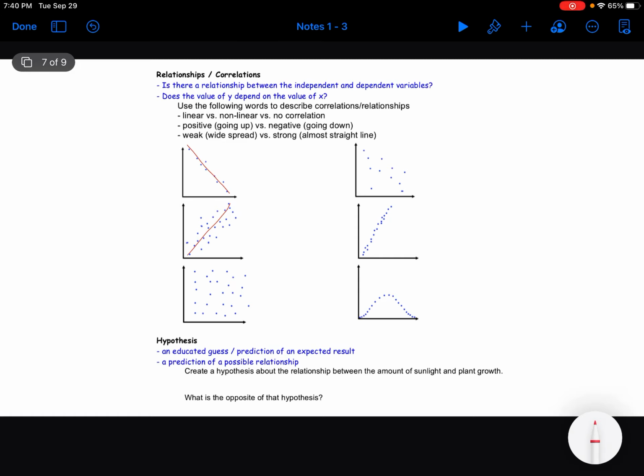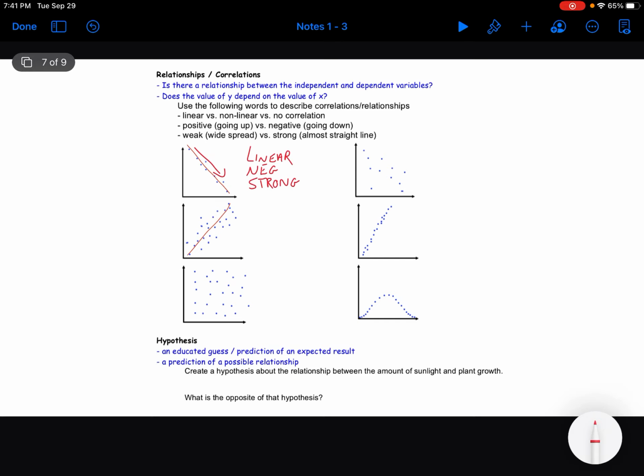So if I were looking at this, I would say that the first one is linear. Okay, so it's a line. It's negative because it's going down as I move to the right. Okay, it's going down as I move to the right. And I would say it's strong because all of the points are pretty close together.